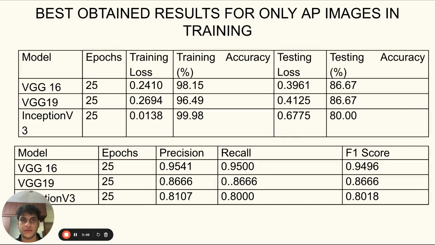Here are the best obtained results for only the AP images in training. VGG16 and VGG19 performed similarly with a testing loss of 0.3961 and 0.4125 respectively, and both had a testing accuracy of 86.67%. Inception V3 followed with a testing loss of 0.6775 and a testing accuracy of 80%.